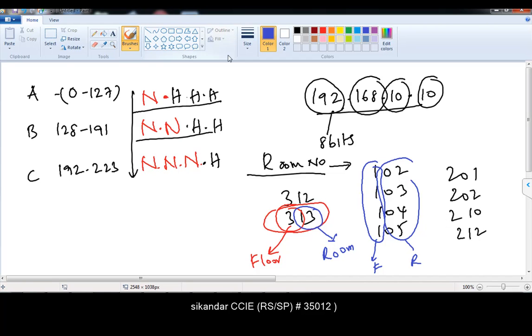Similarly, here also we can compare the floor part to a network, and the room part we can compare just like a host. Room means an individual room, and those groups of rooms are grouped together and referred to as one common floor.